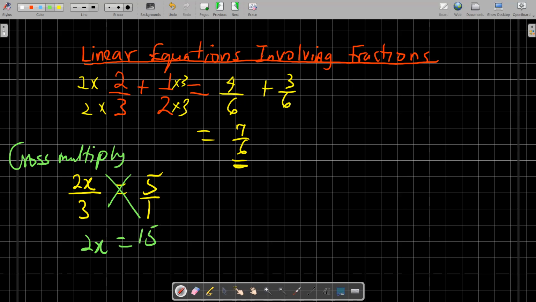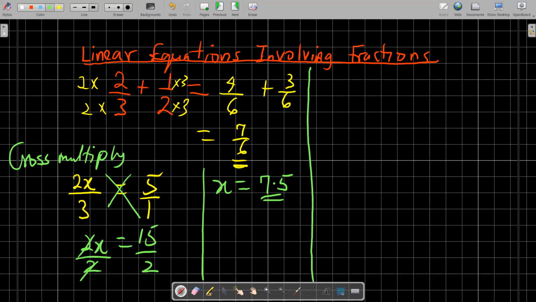Now, at this point in time, you need to divide both sides by the coefficient of x, which is 2. You divide this by 2. This will cancel out. You can therefore say that your x is equal to 15 divided by 2, which is what? 7.5, or you leave it as a fraction, depending on what the examiner wants you to do.